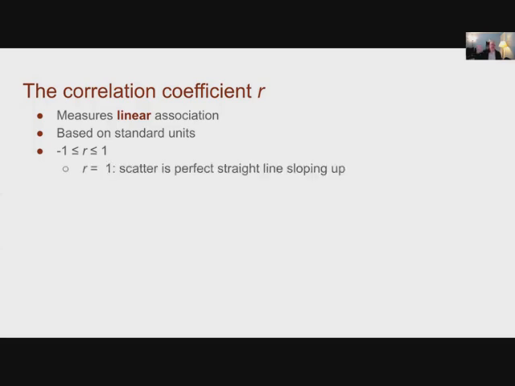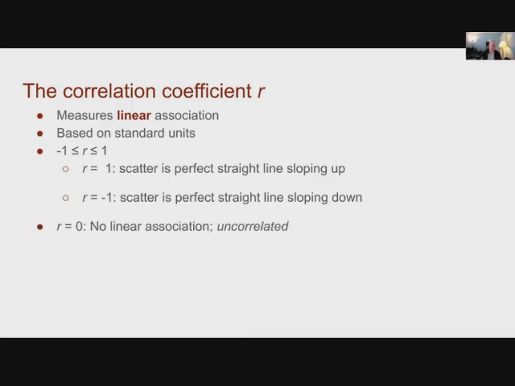On one extreme, if R is 1, that means we have a perfect correlation between X and Y, and it's a straight line sloping up. I'll show you pictures of that. When R is positive, we have a positive association, and the line is going up and to the right. If R is negative, with -1 meaning perfect correlation, it's going to be sloping down as it goes towards the right.